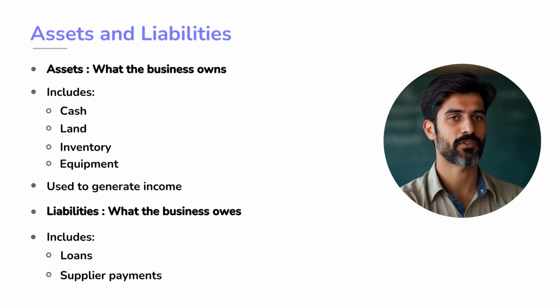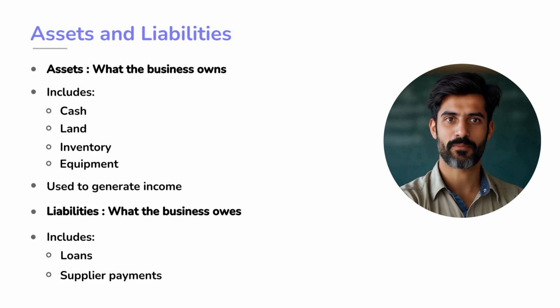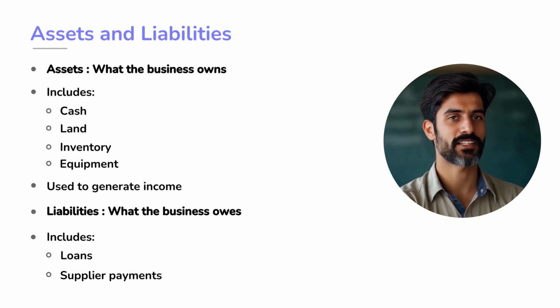Assets are economic resources a business owns, like land, equipment, cash, or stock. They help generate future income. Liabilities are obligations the business owes, like loans from banks or unpaid bills to suppliers. Assets is what the business has. Liabilities is what the business owes.